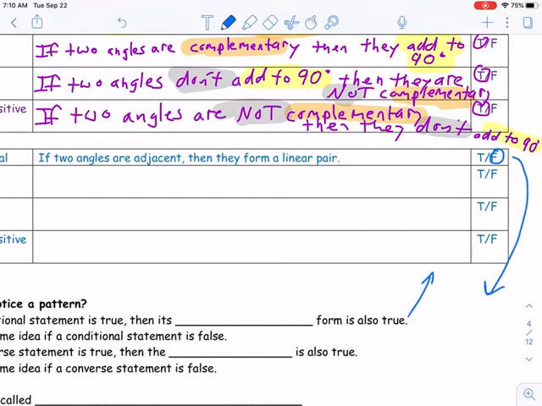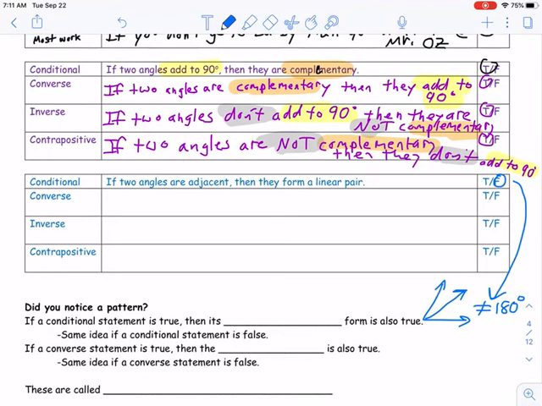I'm just going to draw two adjacent angles. This doesn't add up to 180 degrees. So remember, linear pairs have to be supplementary. They have to equal 180 degrees. So that's false. All right, now let's cruise right along this one and then see if we notice the pattern.